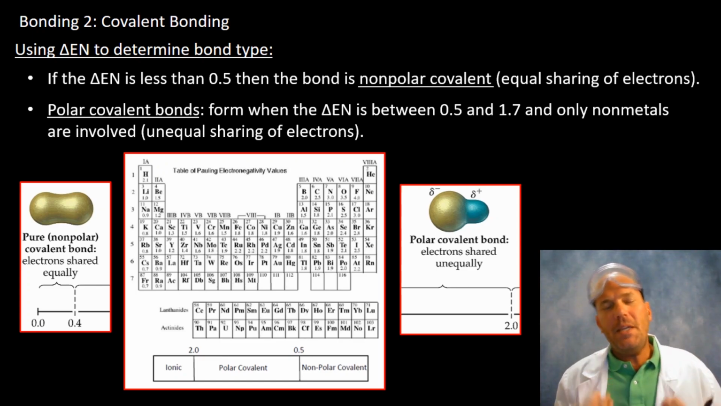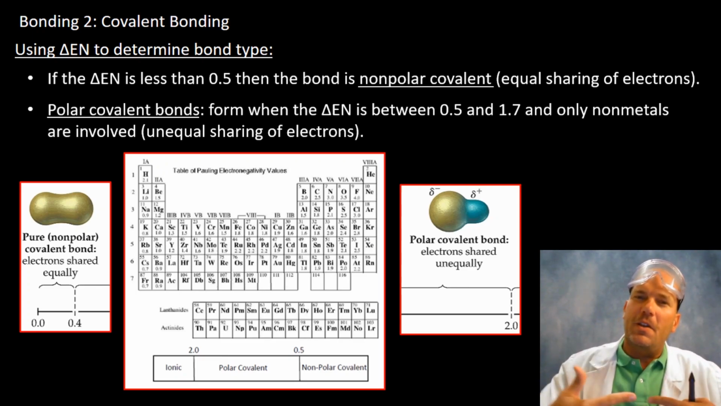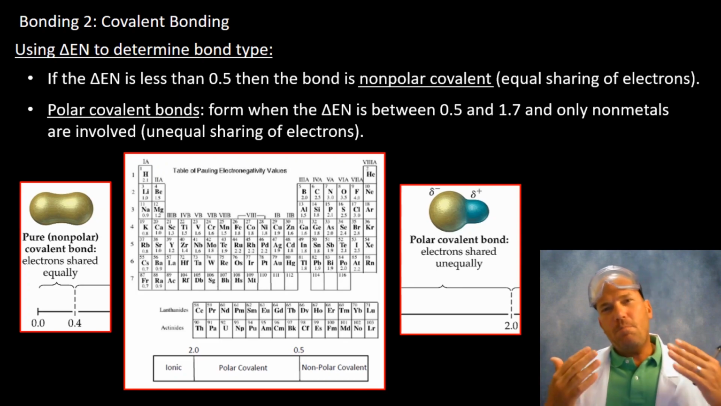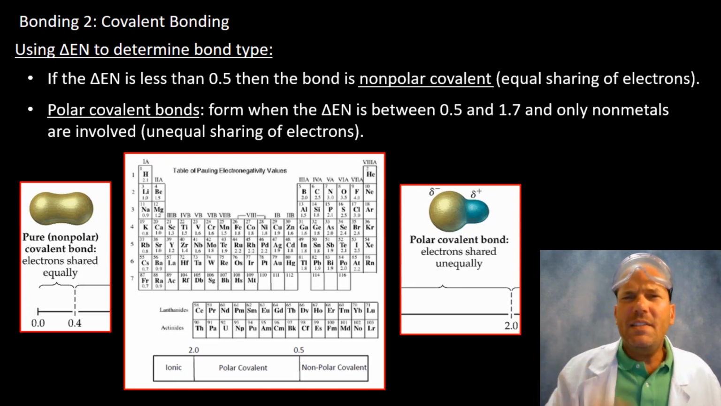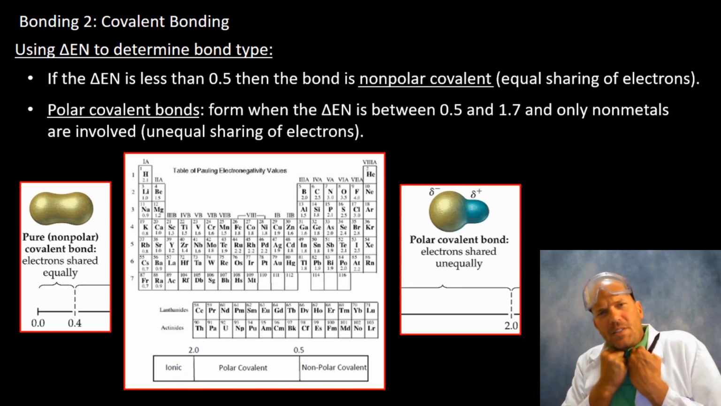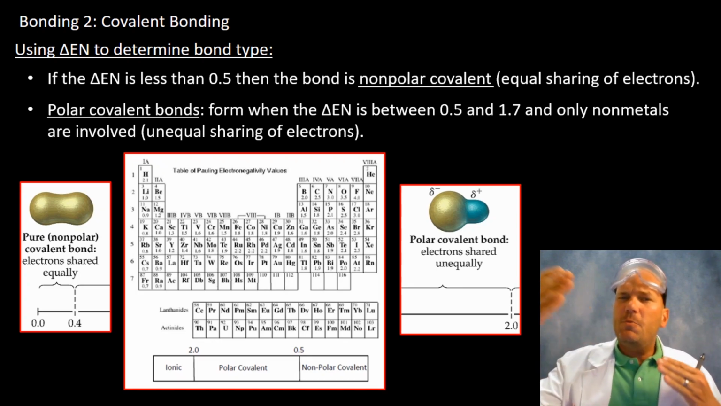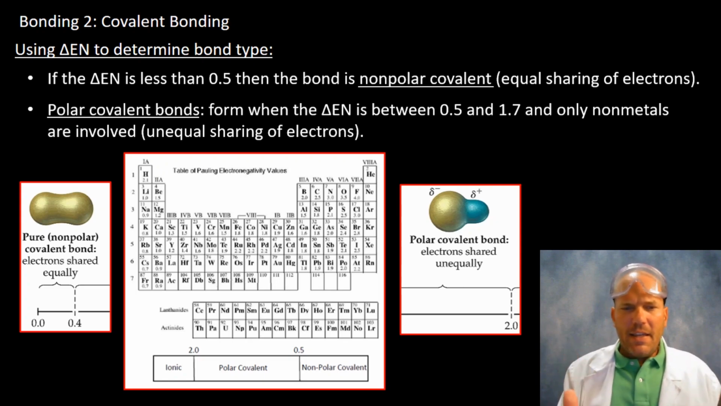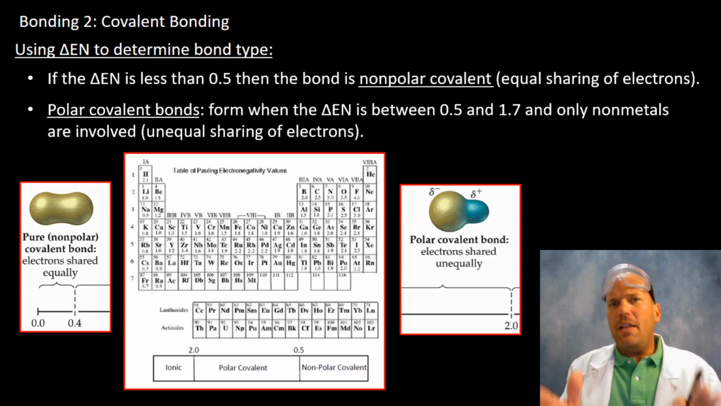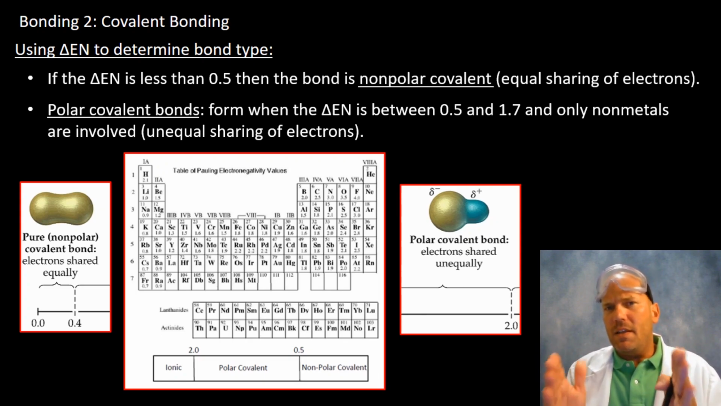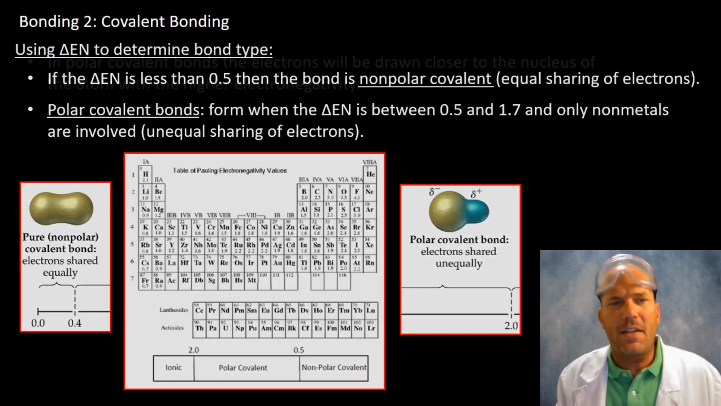5 Skittles for me, 5 Skittles for you. Equal sharing. For polar covalent, 1 Skittle for you, 4 Skittles for me. And that is unequal sharing. So that's one way to think of this. Again, you can use the scale at the bottom of your Pauling electronegativity periodic table.